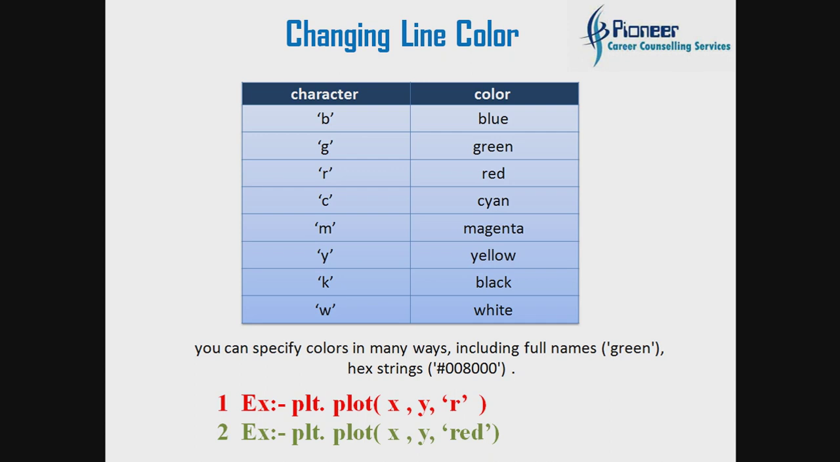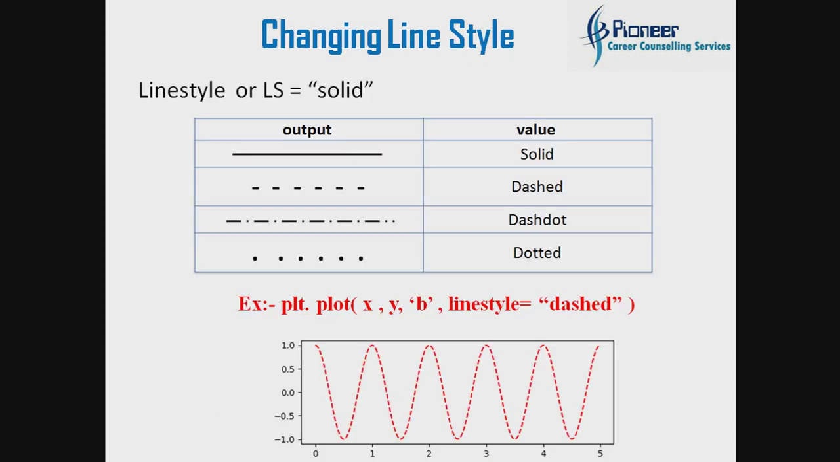Now next is line style, and the default line style is solid. If we are not passing any argument, the line style will be solid. We can change the line style by passing the linestyle argument, or you can type the short form ls. So linestyle or ls, what can the values be? Either solid, dashed, dashdot and dotted. Do remember, Python is case sensitive, so you give the value in small case only.